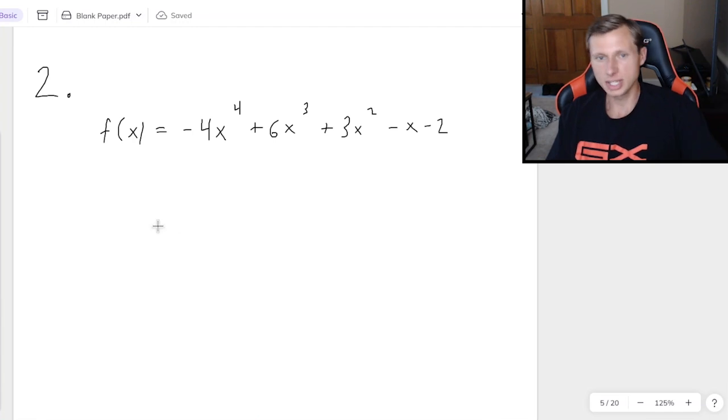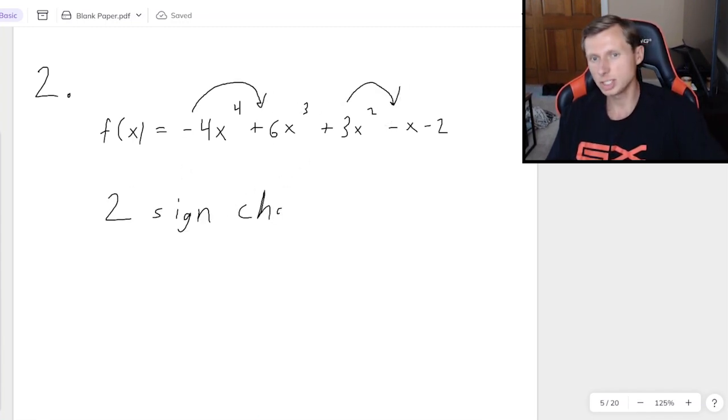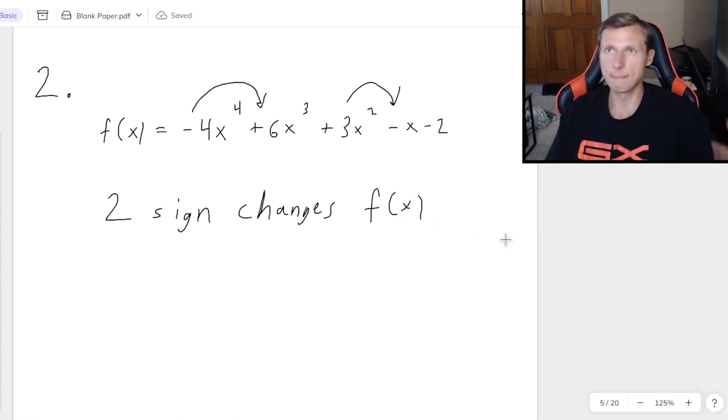So here's the answer. First, how many sign changes are there in the normal function? Looks like I go from negative to positive to positive to negative to negative. So in other words, 1 sign change there and then 1 sign change there. That means 2 sign changes for my normal f of x, which means 2 max positive real solutions.